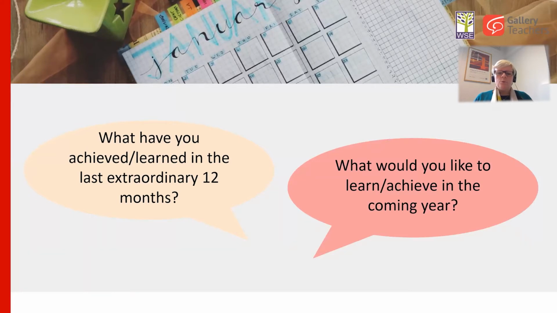But think back about what you have achieved, what you have learned in the last extraordinary 12 months. And you've achieved a lot. We've all achieved a lot. This is something that I believe very strongly in, and I do this a lot in my year in work. I look back a lot and I think, what have I achieved?